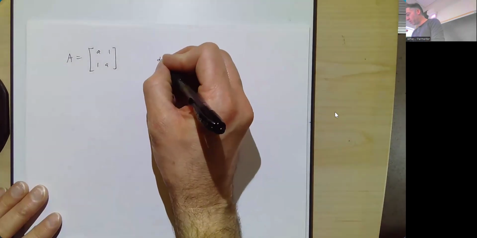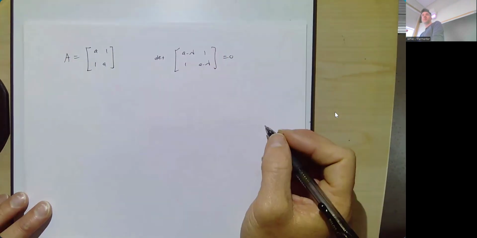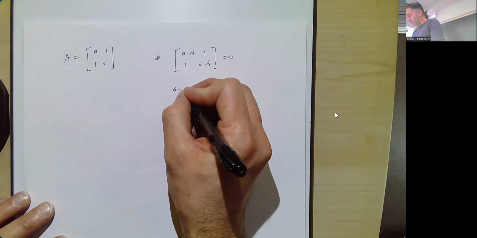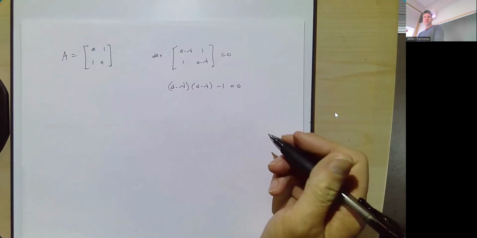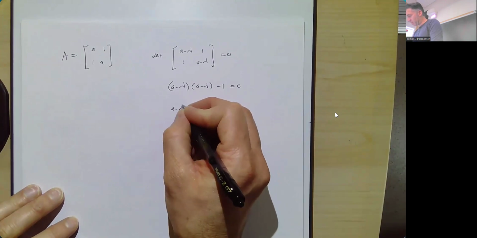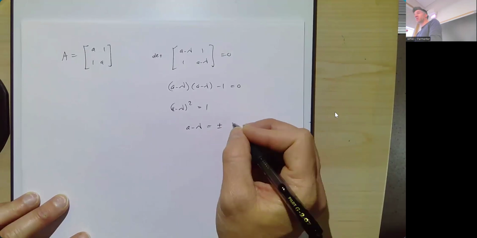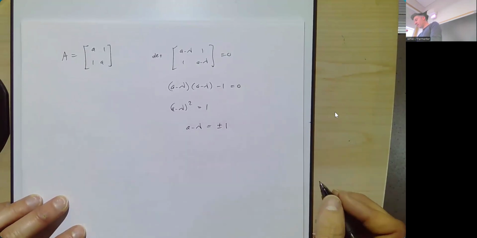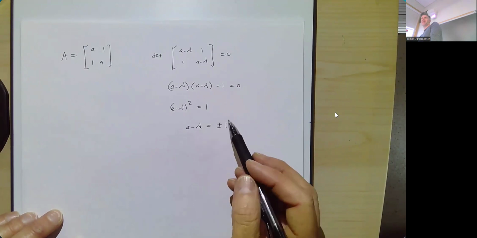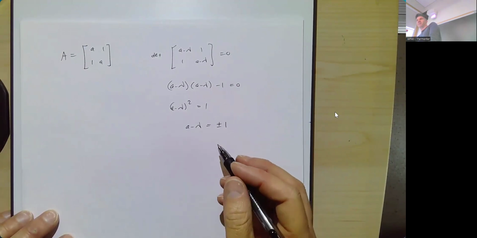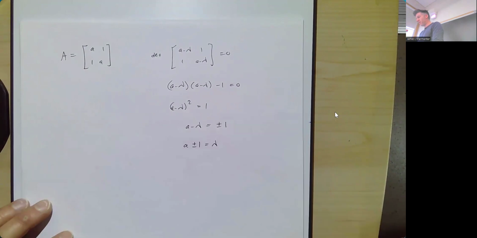We could certainly do the determinant of a minus lambda, 1, 1, a minus lambda equal to 0. And then get a minus lambda times a minus lambda minus 1 equal to 0. I guess it's actually not that bad to do it this way. So I've got a minus lambda squared equal to 1. So a minus lambda equals plus or minus the square root of 1, which is 1. And then adding lambda and bringing that over there, it doesn't really matter which order in this case. So we can say a plus or minus 1 is equal to lambda. That seems way too nice.